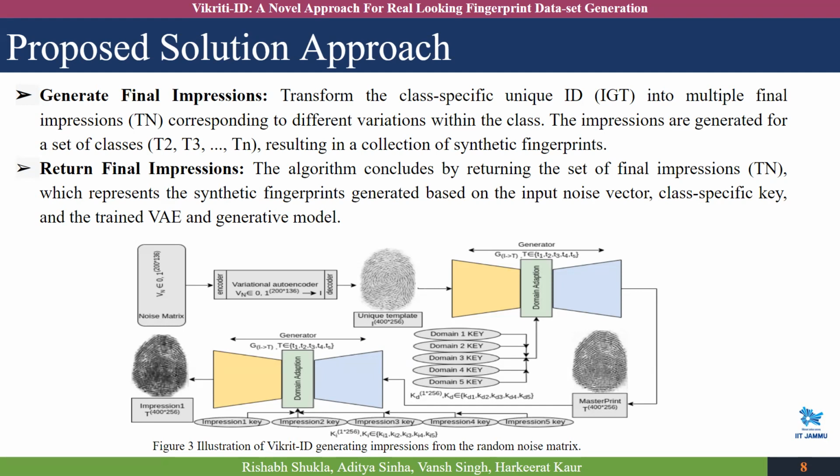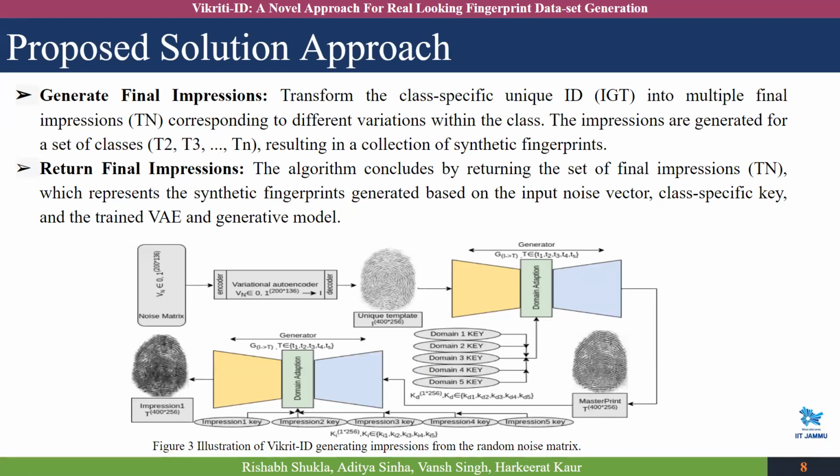And these domain keys, key 1, key 2, key 3, key 4, key 5, are the deciding factor of the class. If we give it key 1 with the unique template, then the template generated from this first generator will be a class arc type of fingerprint. If we give it key 2, then the master print will be a class left loop type of fingerprint. So this is the reason for using this module here.